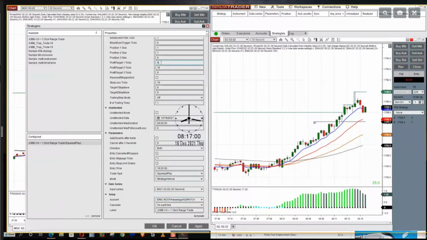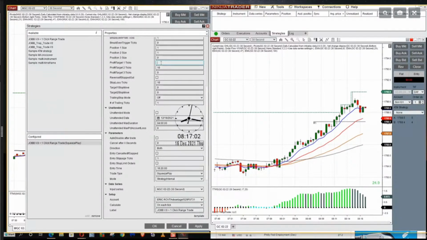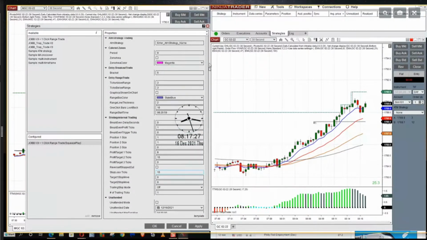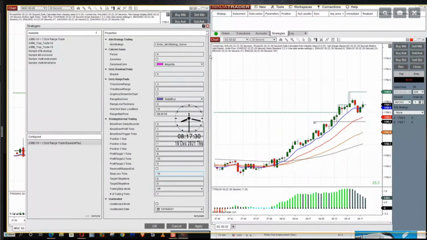And I'm going to set up one target of 8 ticks and one target of, let's say, 15 ticks, and let's say we'll use a stop of 15 ticks. Now remember, on the squeeze play, you don't need time, but you do need to set up the way you're going to create a range. So I'm going to create a range.